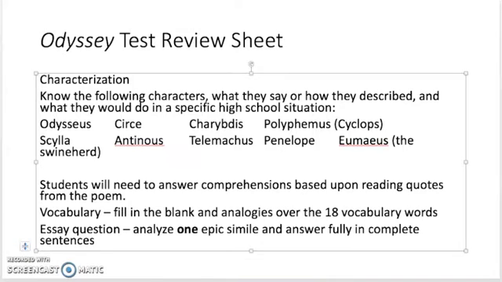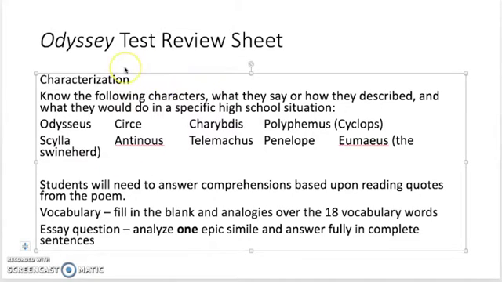Okay, this is a quick screencast that's going to talk about your Odyssey test for Friday, the 11th. First off, there are several sections that you will have. There are actually four different sections.